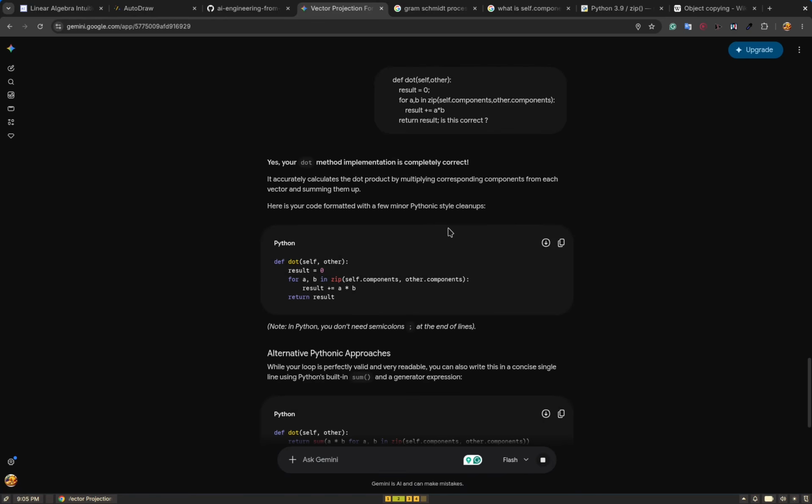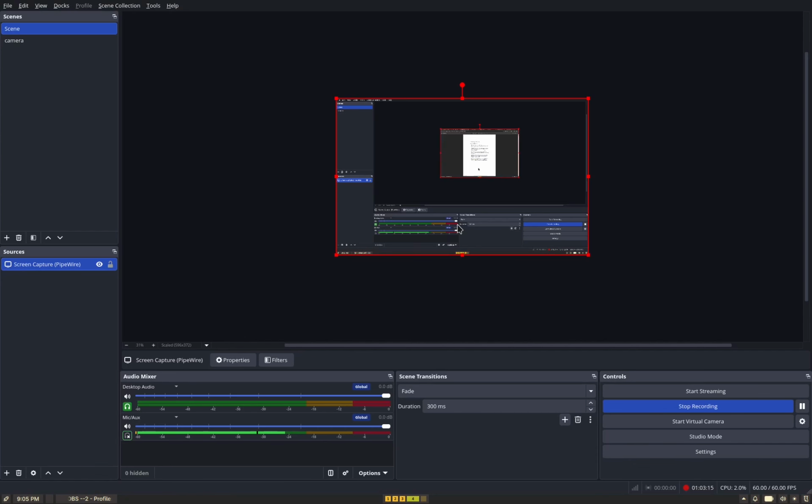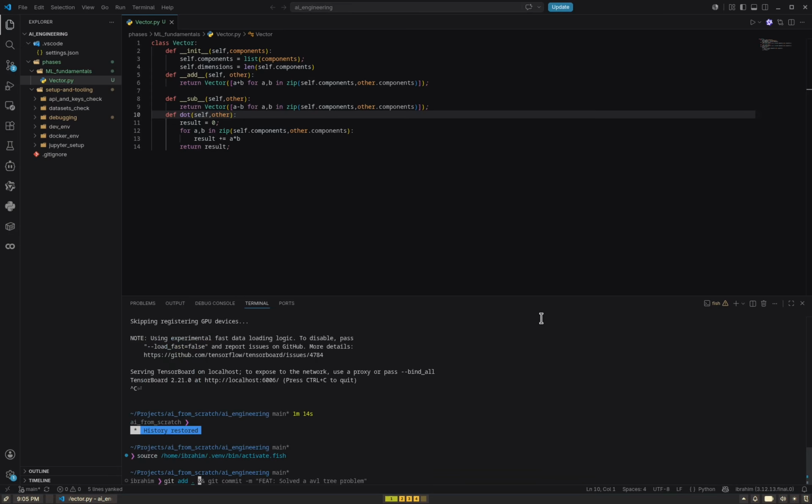Yes, it's completely correct. So that's enough for today, and I will continue tomorrow, inshallah. For tomorrow, I can commit this. Git add, git commit: complete vector implementation and learn more about the Gram-Schmidt process and visualize it. Git push.